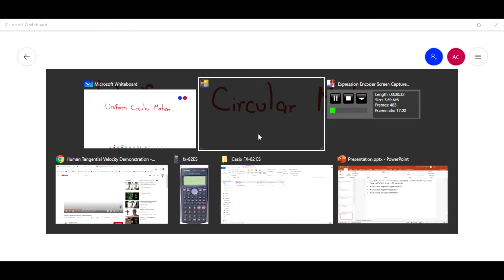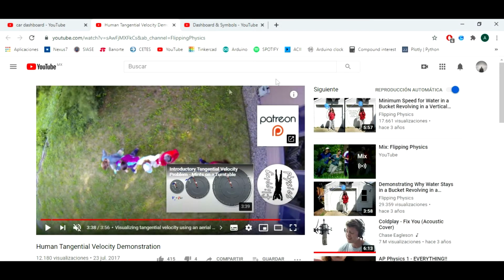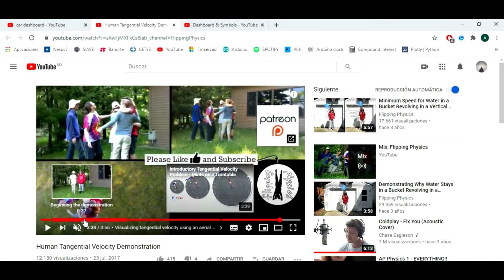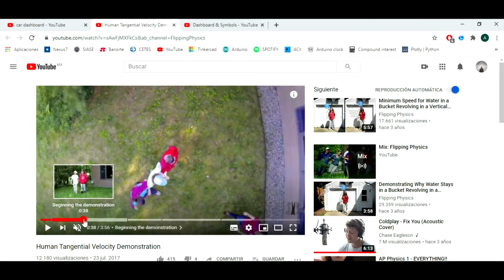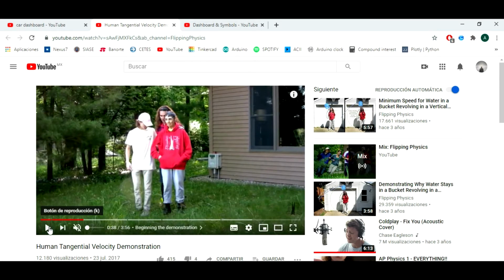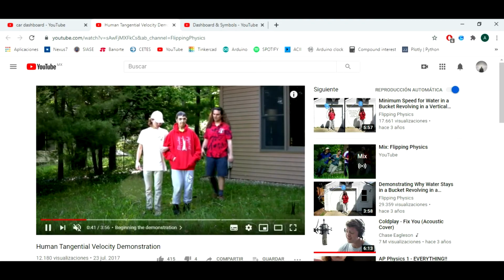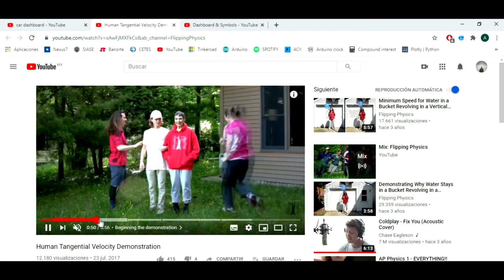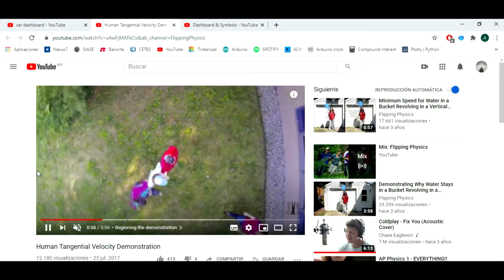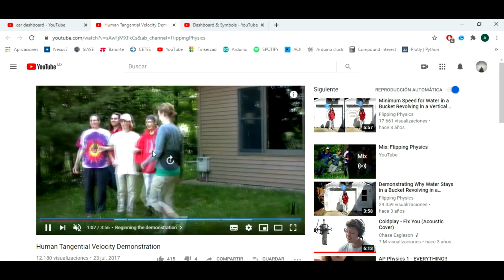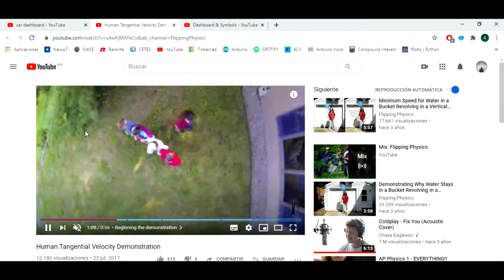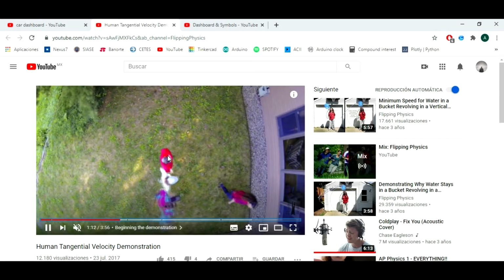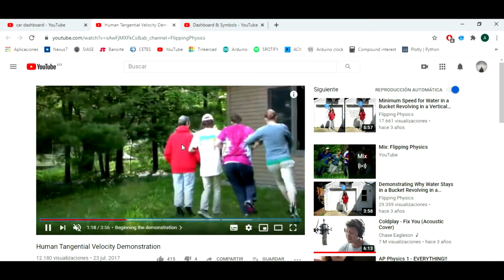Now I'm going to show you a video. I'm going to put the video in the corner. This is the kind of thing that we're going to see. It's called human tangential velocity. This person is going to gather members of the family and they're going to circle. The important thing I want you to look at is that the person in the center travels the least in comparison with the person at the end of the line. Do you see that?